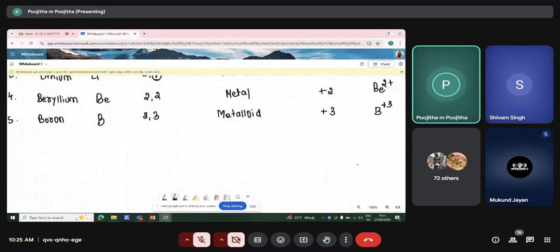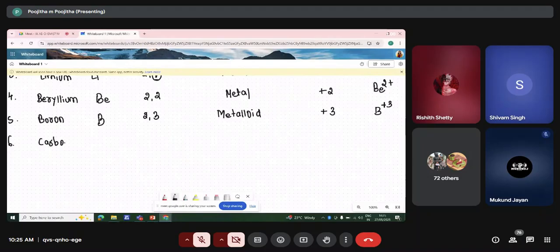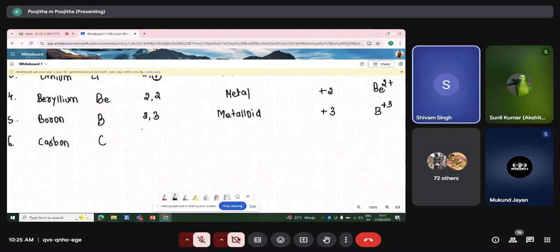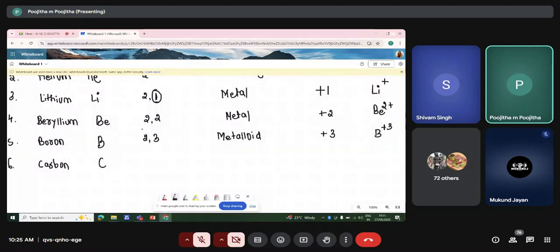Okay. Which is the sixth element? Carbon. Carbon. Symbol is lithium. yeah. Tell me. Should I go up? Yes, ma'am. Is it fine now?